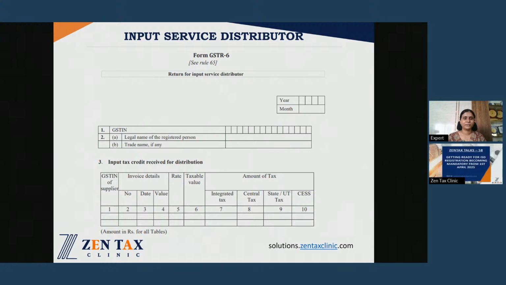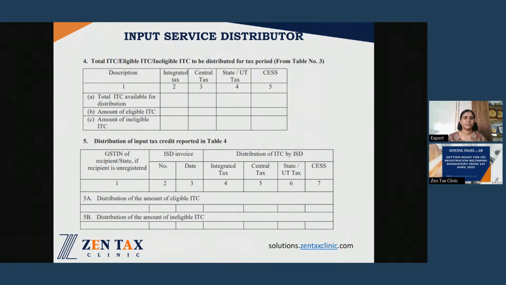That is, this table contains the total. This is an auto-populated table, and this table will contain the total ITC which is available for us in that particular month for such distribution. In table 4, the total ITC, eligible ITC, ineligible ITC to be distributed for the tax period should be mentioned. That is, the total available ITC for distribution will be taken from table 3, and we need to segregate the amount of eligible ITC and the amount of ineligible ITC.